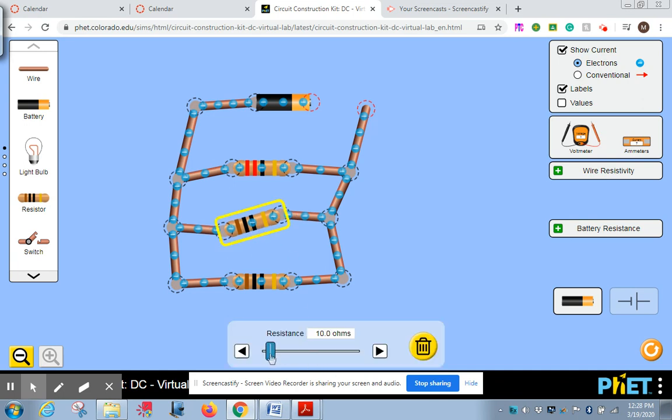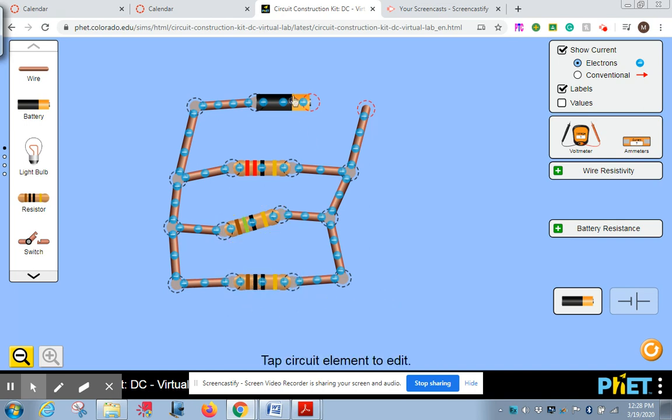you tap the element, you change it to what you need. Okay. And then same thing down here. That's 10. That's perfect. Our battery is 6 volts. Okay. We're ready to go. A couple other things I want to show you.